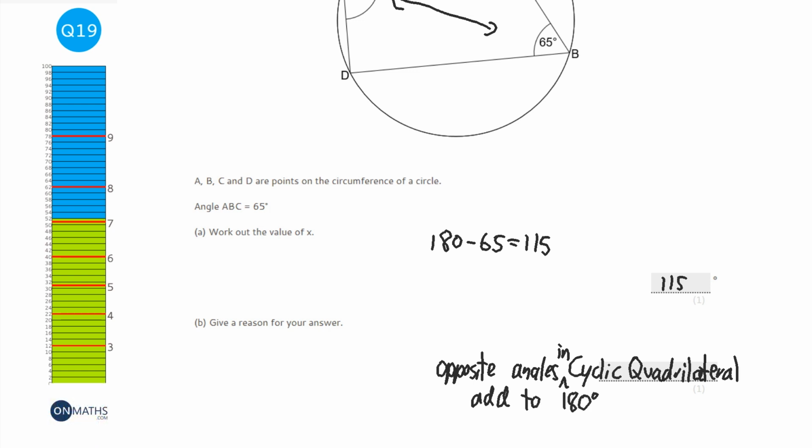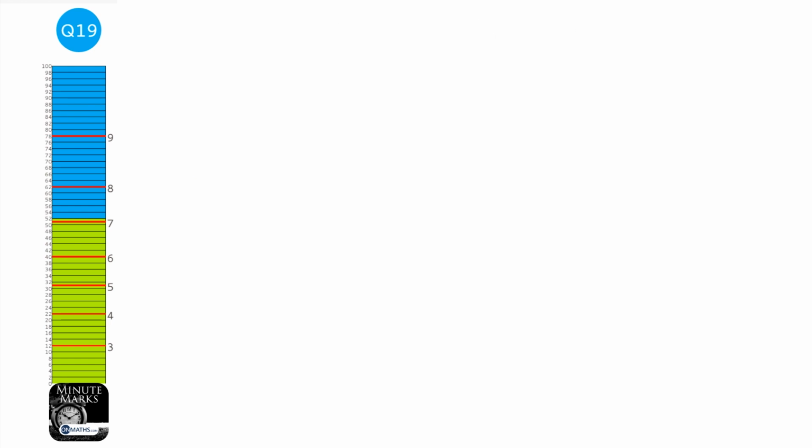In most exams, they're just looking for cyclic quadrilateral as a reason, and normally you'd write it down in just the first part of the question. It will say work out what x is and give reasons for your answer, and you just put in brackets cyclic quadrilateral. But it's always best to write too much than too little.